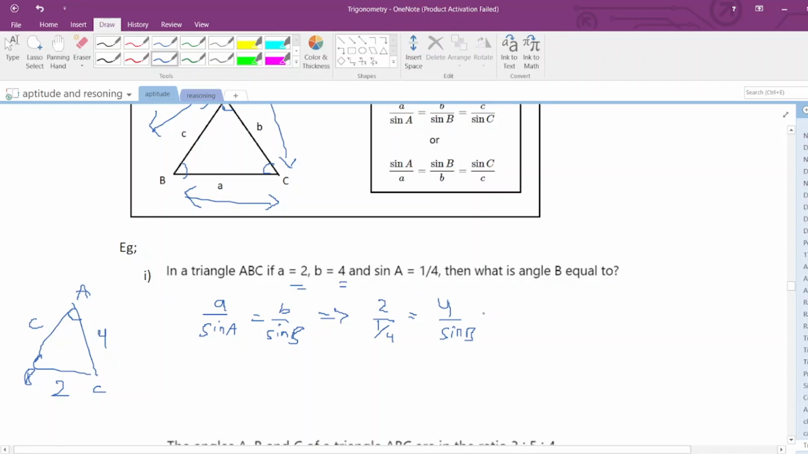So now sin B going to the other side, it becomes 2 sin B is equal to 1/4 times 4, right? So it should be 1. So then sin B is equal to 1/2. So angle B is sin inverse of 1/2. When does 1/2 come? It should be 30 degrees, right? So angle B is equal to 30 degrees. So that is the answer.